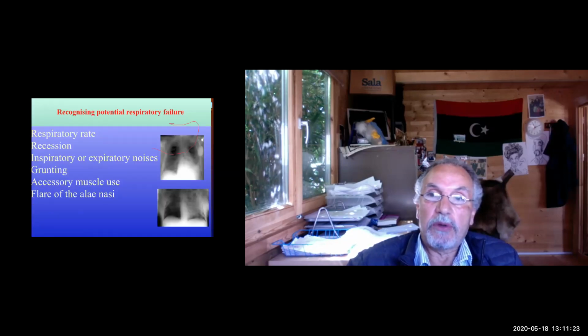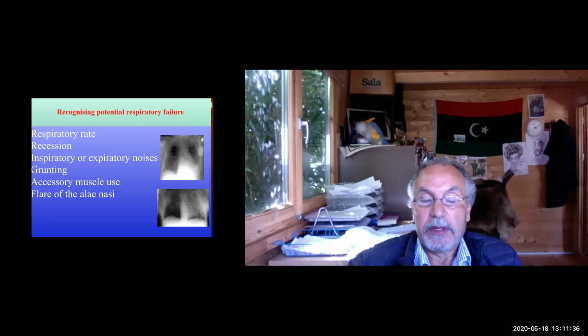Now we will go through it system by system. How to recognize potential respiratory failure. There are 6 things you need to consider. The first thing is respiratory rate, which is different from age 1 day or 1 month up to 18 years. Someone who is a month old and breathing between 35 and 40 is okay. From 1 to 2 years, 30 to 35 is still okay.